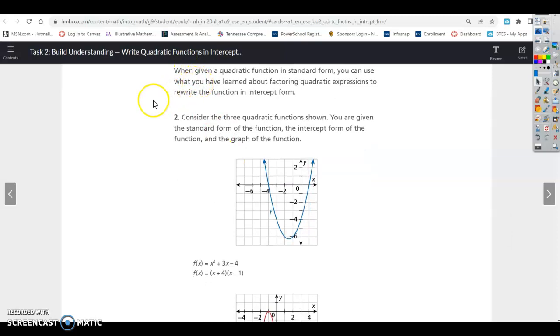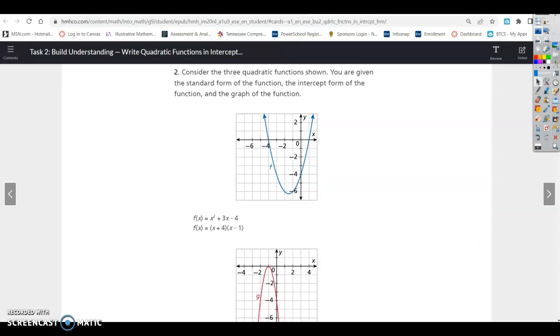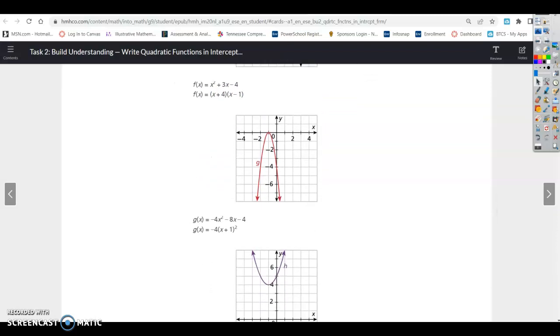When given a quadratic function in standard form, you can use what you've learned about factoring quadratic expressions to rewrite the function in intercept form, again sometimes known as factored form. Consider the 3 quadratic functions shown. You are given the standard form of the function, the intercept form of the function, and the graph of the function. All right, so you can see, like in graph 1, here's standard form, and here's intercept form. You can see that -4 and +1, these are your factors. You set the factors equal to 0 and solve. That gives you your x-intercepts or your zeros.